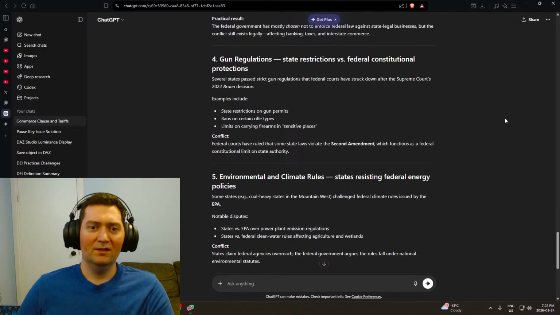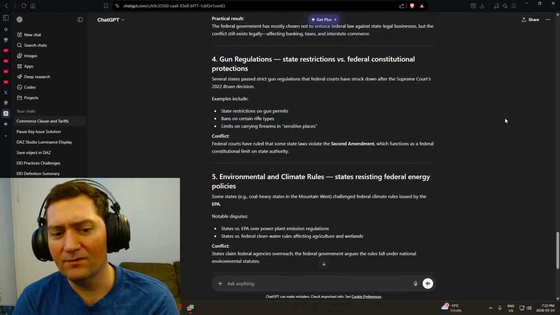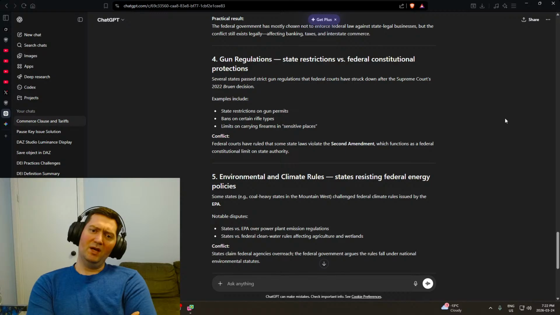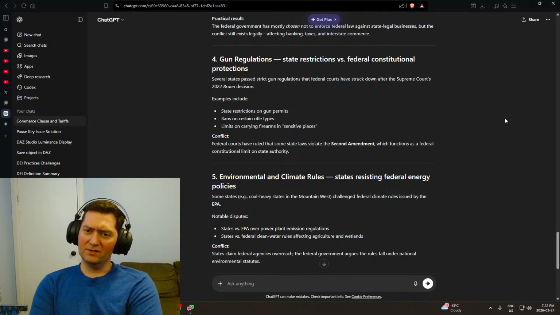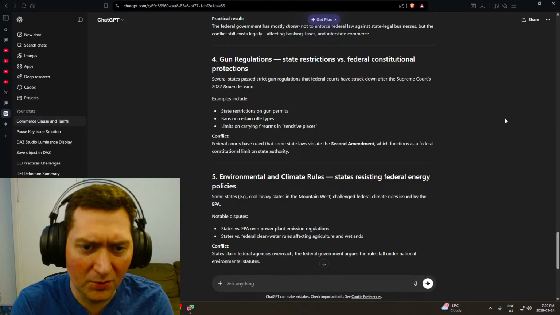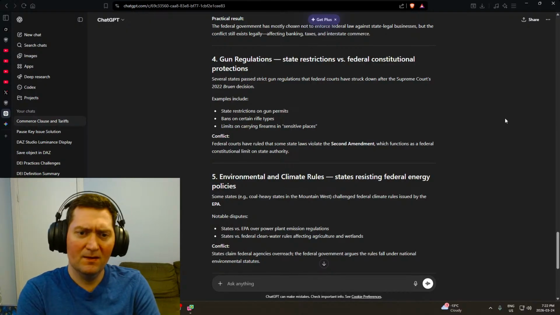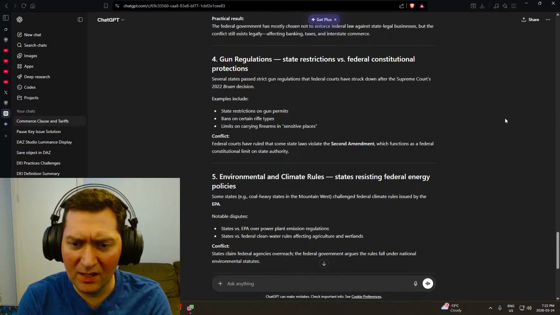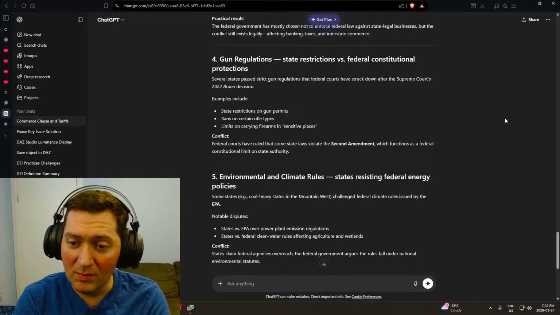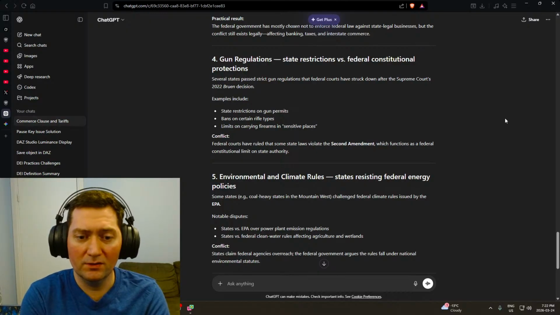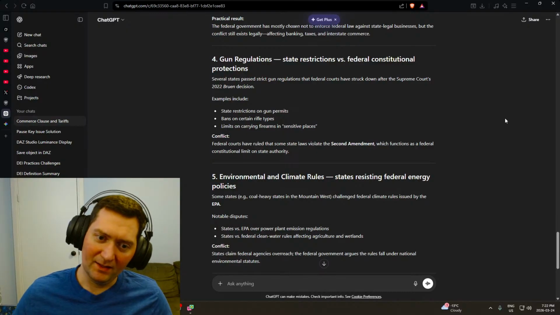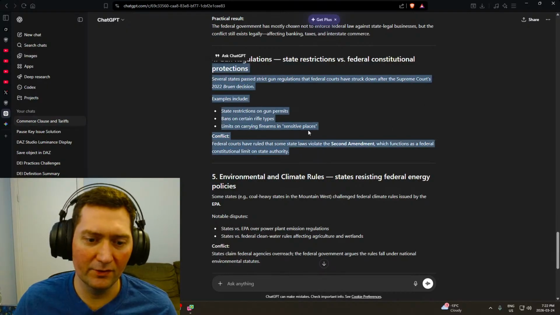Okay, gun regulations, state restrictions versus federal constitutional protections. Several states passed strict gun regulations that federal courts have struck down after the Supreme Court's 2022 Bruin decision. Conflict: federal courts have ruled that some state laws violate the Second Amendment, which functions as a federal constitutional limit on states' authority. I think that these conflicts have been going on for a long time.